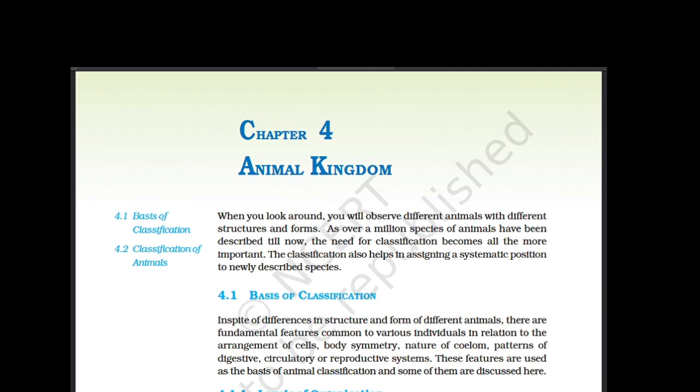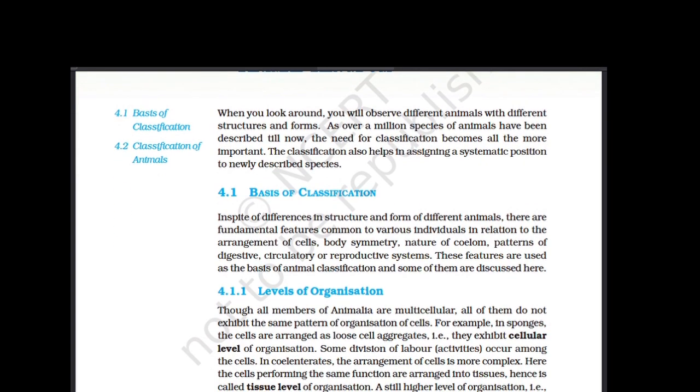Hello students, in this video we are going to do NCERT reading of the chapter Animal Kingdom. So let's start. We will start from basis of classification.